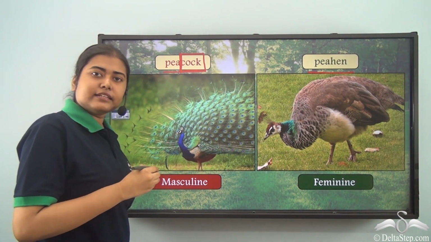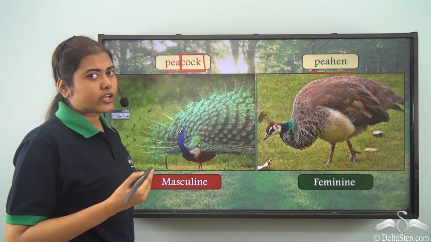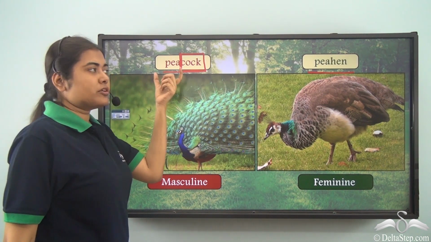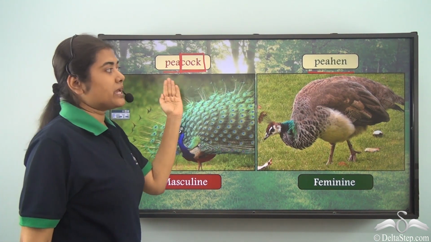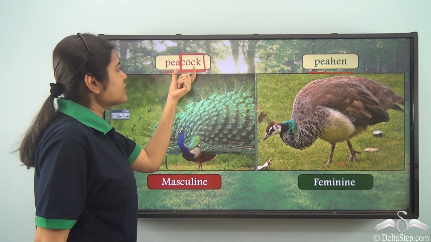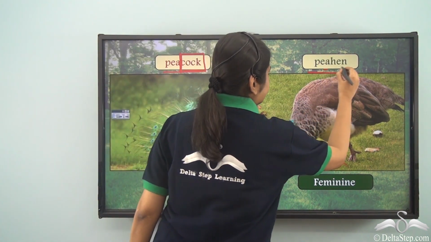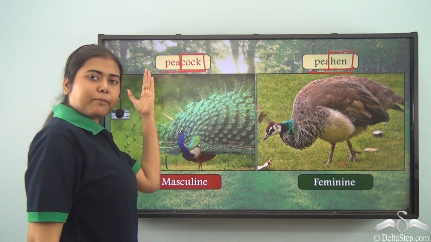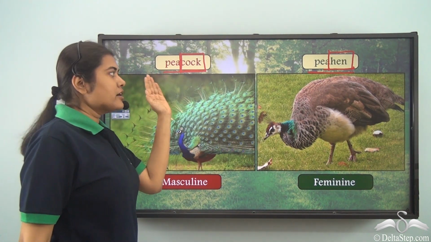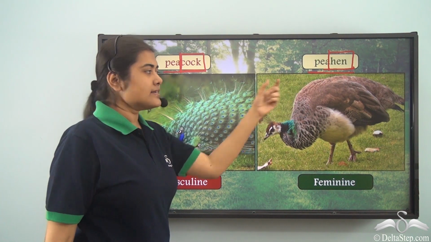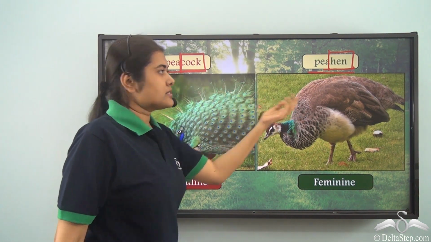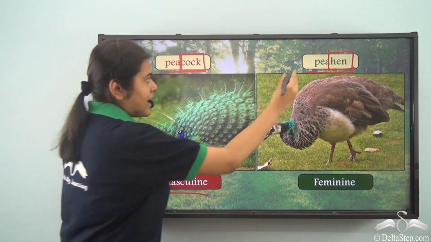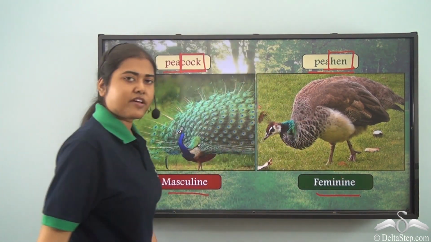So we have already learned that the feminine gender of cock is hen. So when we have the word peacock, what do we actually do to make it feminine? We change this cock and replace it with hen. So the remaining part of the word, pea, remains the same in both the cases and the cock part becomes hen. So peacock refers to the masculine gender and peahen refers to the feminine gender.